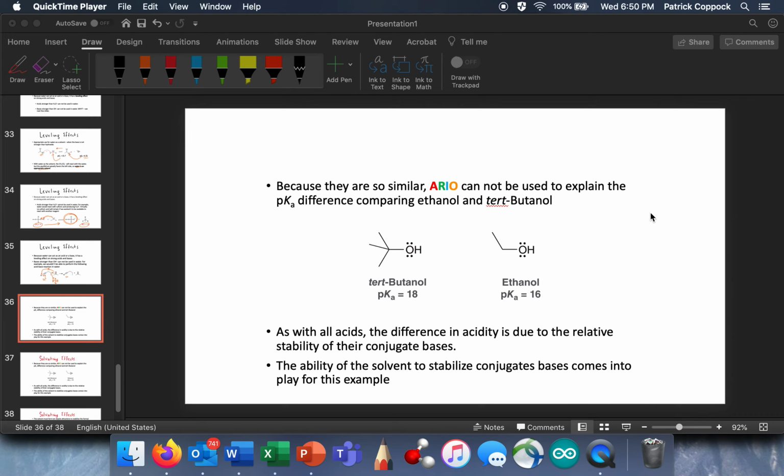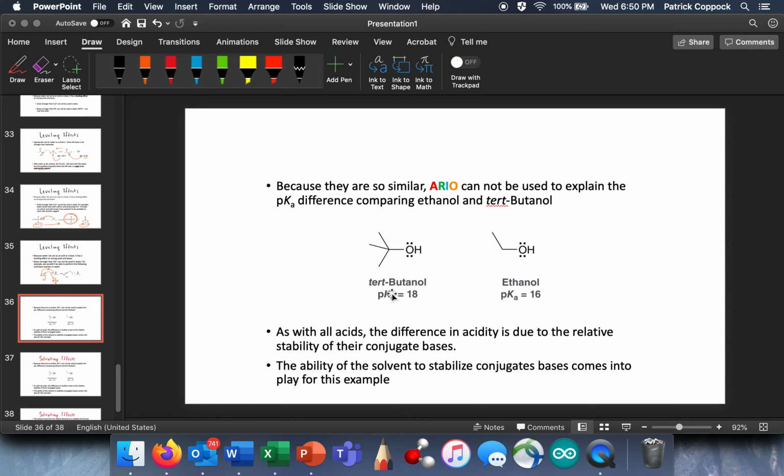Okay, so when we want to talk about the acidity of tertiary butanol and ethanol, look at these pKa's. And we're going to find we have a little bit of a problem here, okay? Look at these pKa's. So if we have a pKa of 18 and a pKa of 16, you'd say to yourself, how could this be possible? The induction alone would not be enough to explain that, right?